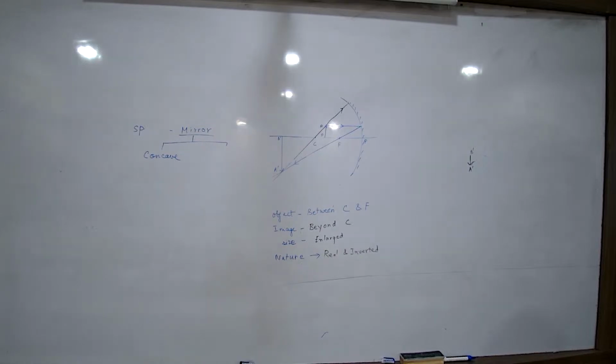What is the nature of the image? Is it virtual? Real? If it is real, it's always inverted. How many diagrams have we finished? 4. You notice we have already finished 4 out of the 6.